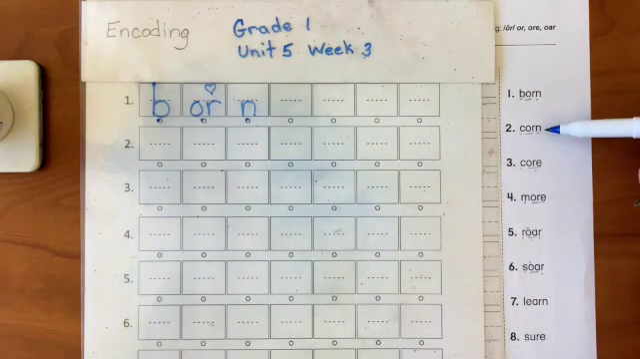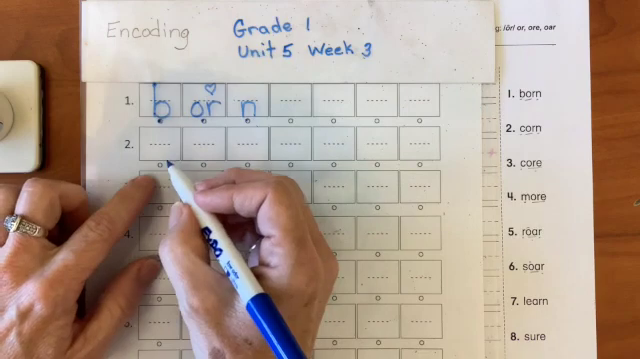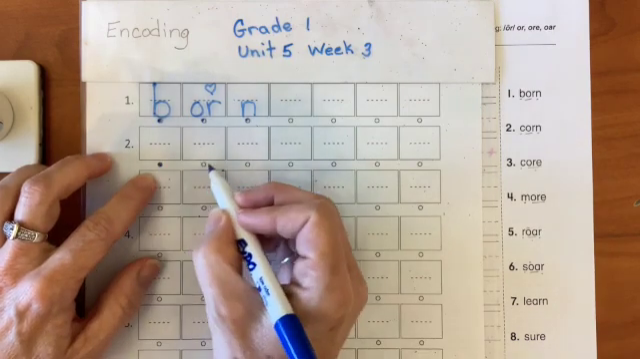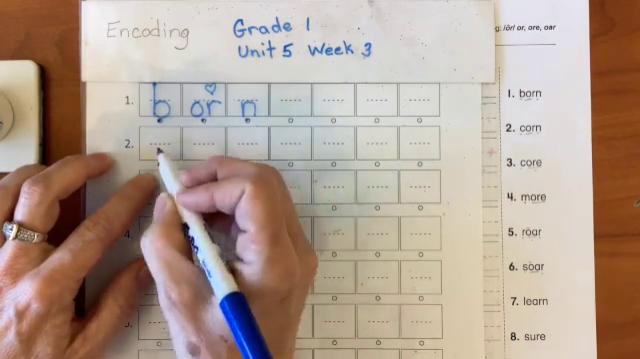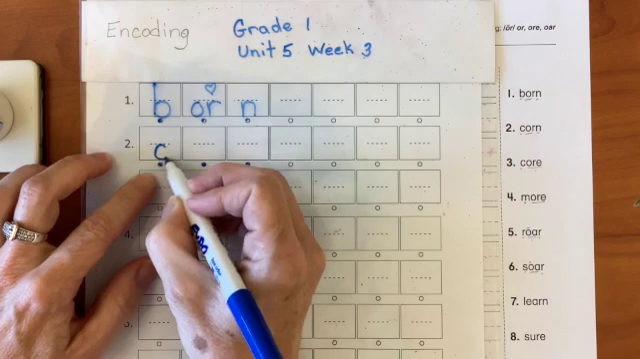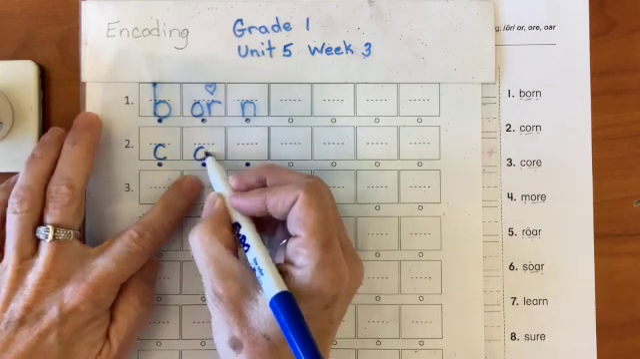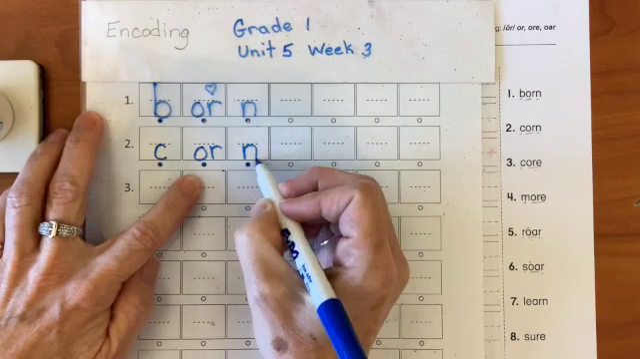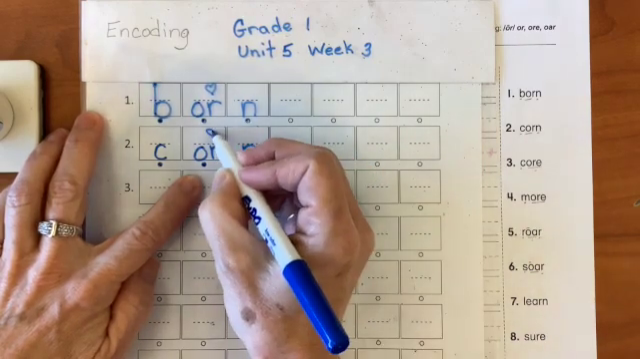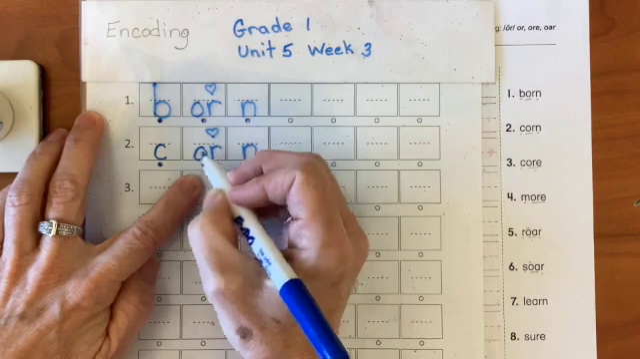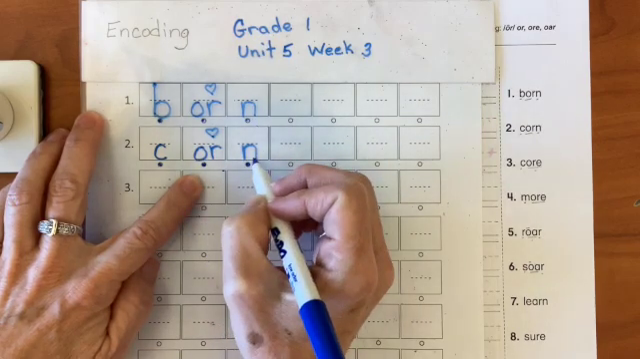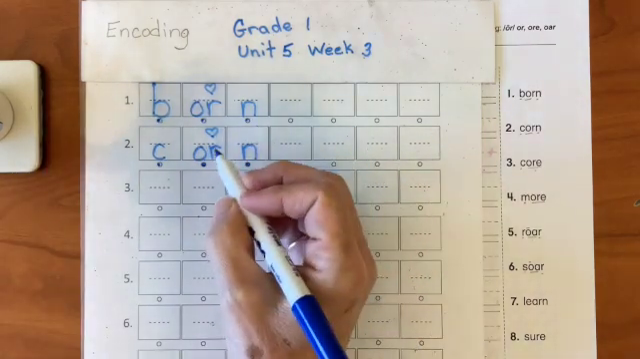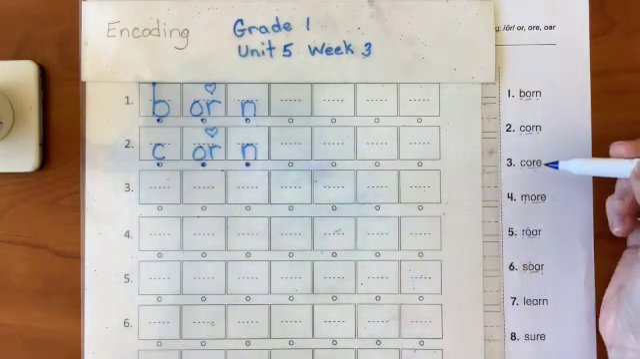The next word is corn. 3 sounds. Write it with me. K. Orn. Here we go. K. Or. There's your O-R. N. And I'm going to put that little heart up here because I want to memorize that O-R is in the middle. There's a consonant afterwards. And we're using O-R for that pattern.